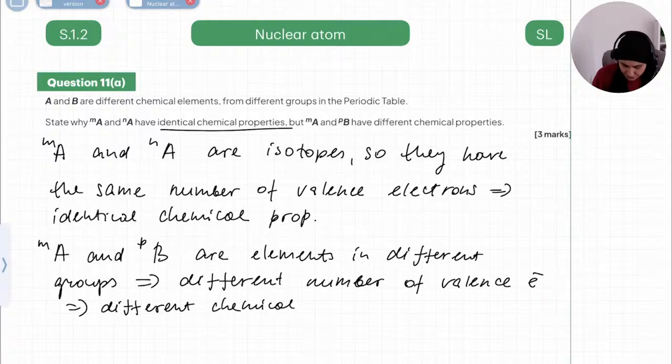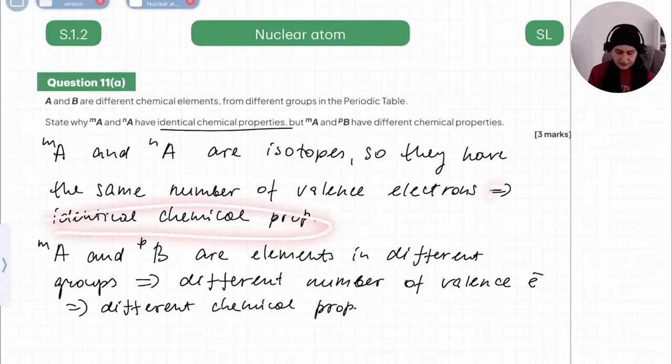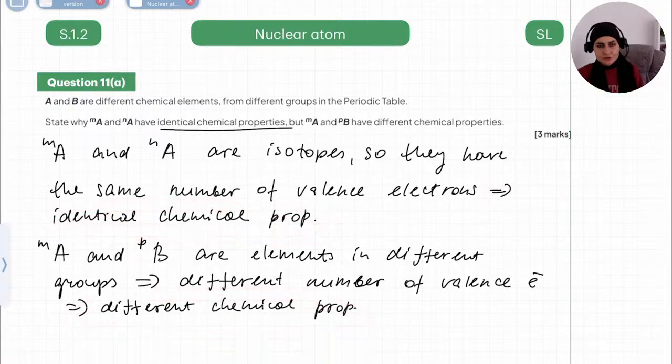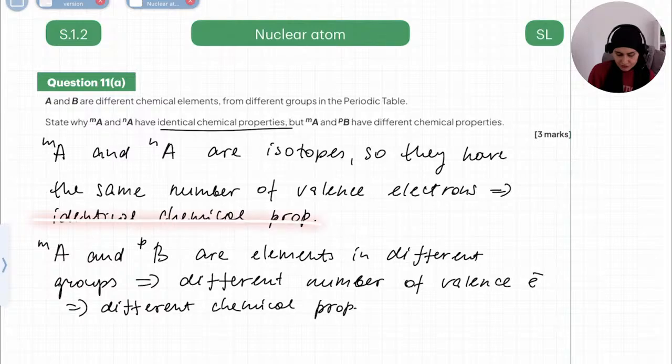Okay, I'll just tell you one more thing. Different chemical properties. So this you don't really have to write, yeah? Like identical chemical properties, different chemical properties, because it's already in the question. The examiners are quite intelligent. They would understand what you mean, right? But for the sake of explanation, I write it in a little bit more detail so that you understand better. But in the exam, I would maybe not write that and just stop like this. Yeah, okay.